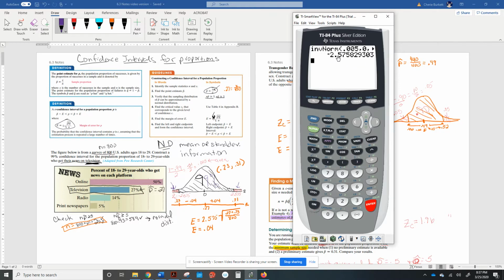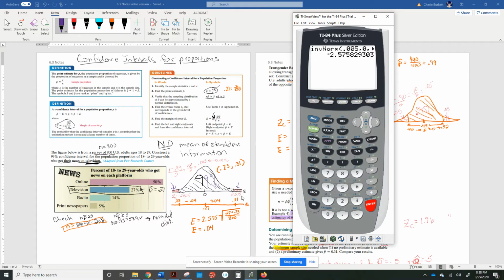This would have actually rounded up to 2.576, but that's a round off error, and you would not be counted off for that. So that's a negative 2.575 and this is a positive 2.575. That's how you get those two critical values.